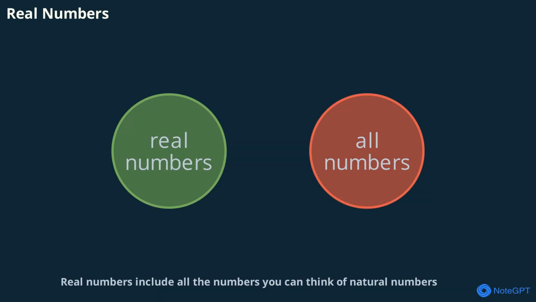Real numbers include all the numbers you can think of: natural numbers, whole numbers, integers, rational numbers, and irrational numbers. Real numbers can be positive, negative, or zero. They are used in almost every area of math and science.